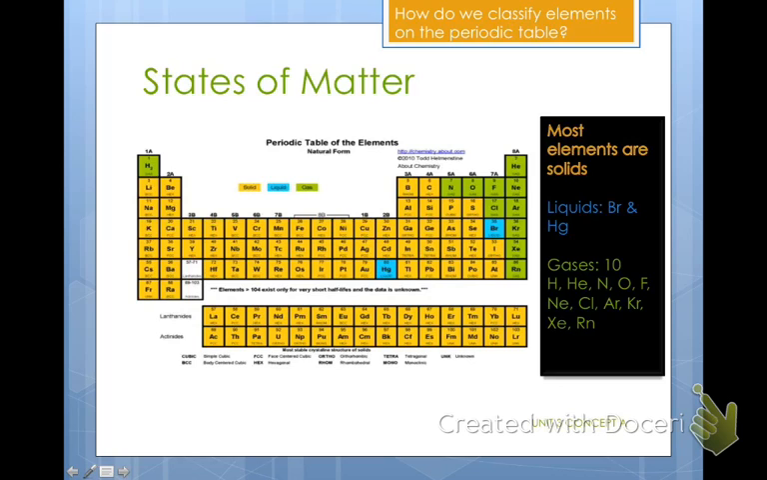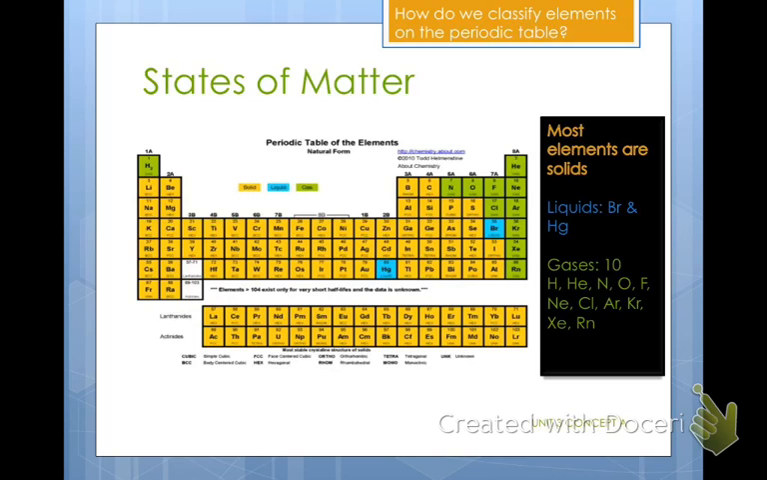The next way we can look at elements is simply who's a solid, who's a liquid, who's a gas. Probably the most basic way of looking at them of all. And if you look, you'll see that the majority of the elements are solids. Some of them are softer than others. Sodium actually is so soft you could cut it with a knife. We obviously know we can't cut lead with a knife.